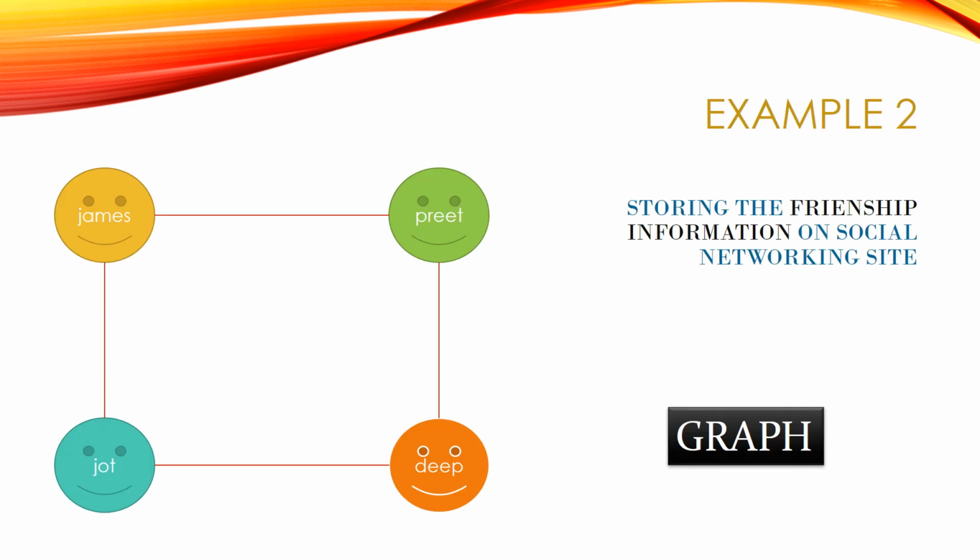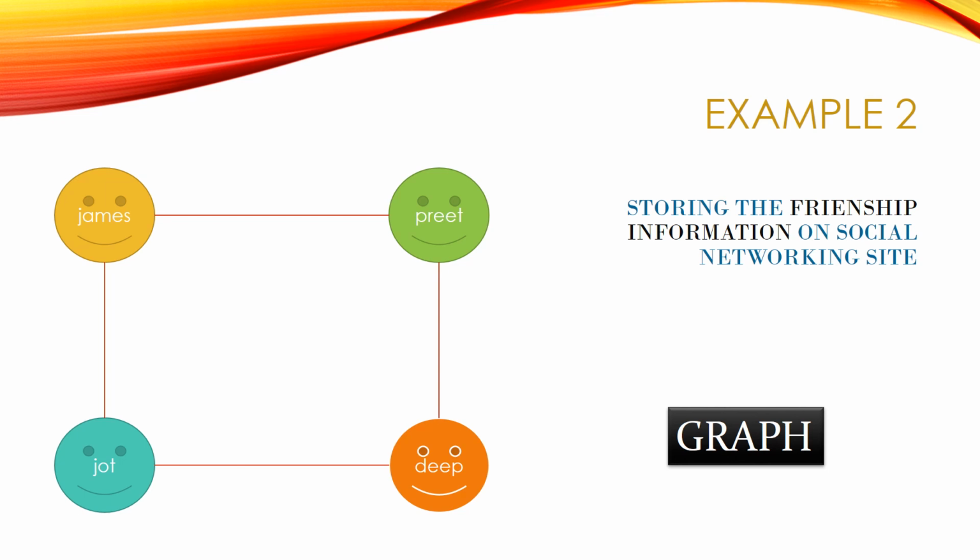Let's look at another example, storing the friendship information on social networking site. Do you know how Facebook is storing the information of friends? Let's look at this example. James is friend with Jyot. Also, James is friend with Preet.